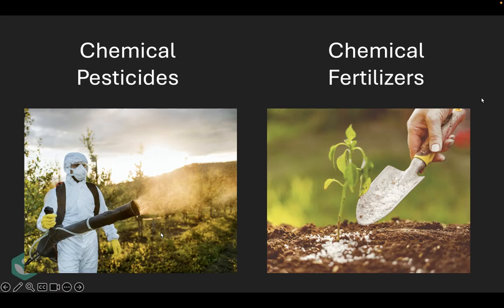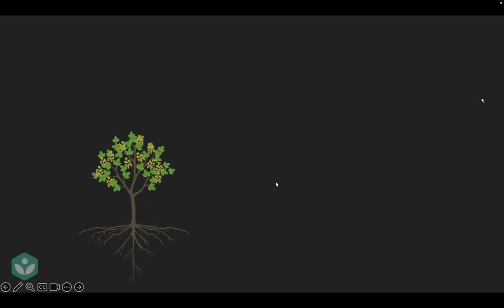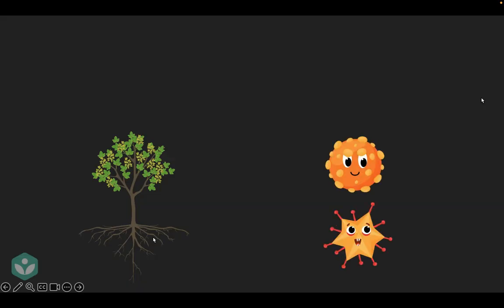So, what we want is to replace these chemicals with better alternatives. And we're going to discuss one of those alternatives today. So, let's say you have a tree. You want this tree to grow well, and so usually you'd add some fertilizer so that the tree gets some nutrients, right? But today we're not going to do that. We're going to add some bacteria.